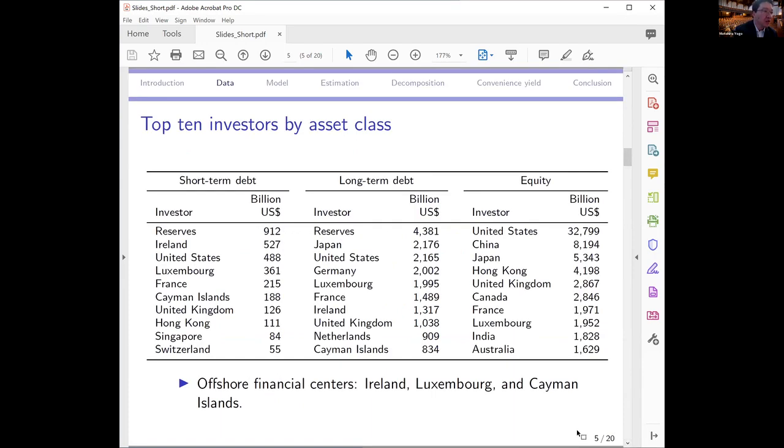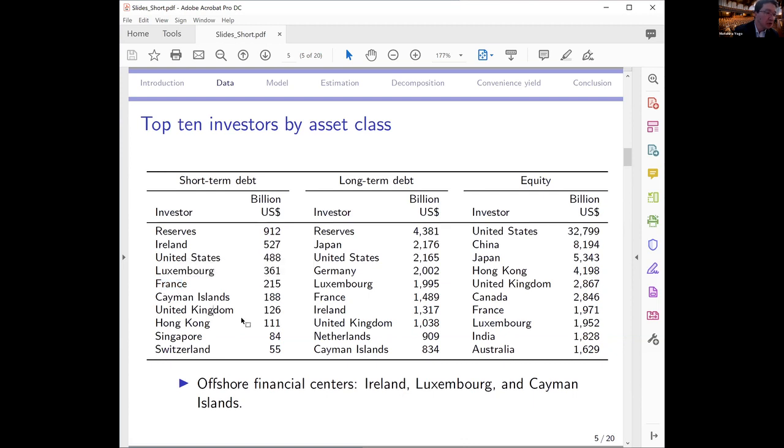The top 10 investors in each asset class are summarized in this table. If you look in the short-term debt column, the biggest investor or holder of foreign short-term debt is the central bank reserve holdings. And that amounts to $912 billion US dollars in 2017. Of course, large countries like the US and France show up in the top 10 investor list.